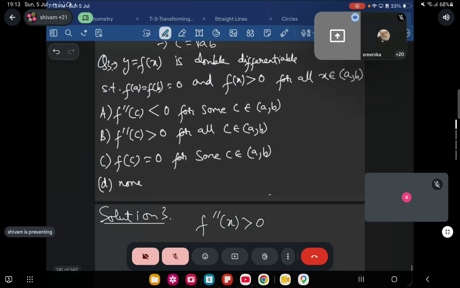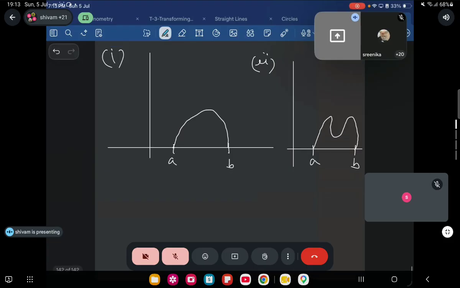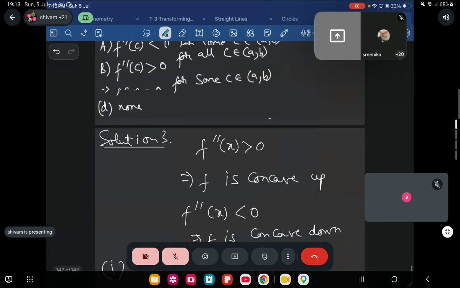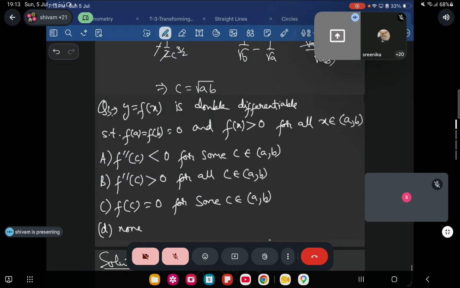Okay, let us see what is given. F double dash C less than 0 for some C belongs. In both the cases, there will be at least one point such that f double dash x is negative. You see? Yes or no? Yes, sir. There will be some point where the function is concave down. So option A is correct only. Next, let us see why options B, C and D are wrong.